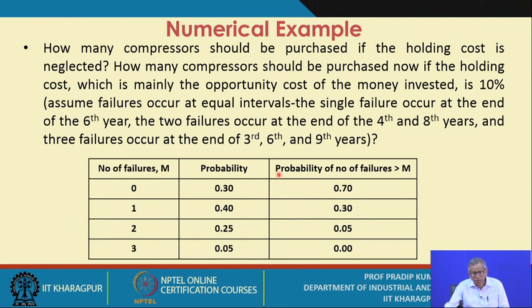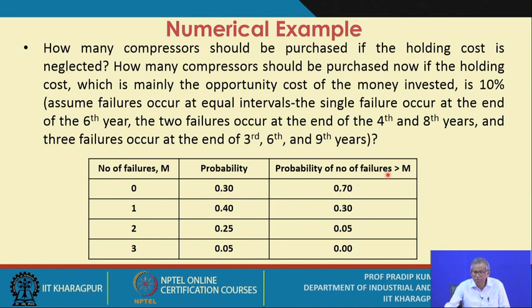Okay. Now we have added this column. That means the probability of the number of failures greater than m. If 0 is against 0 failures, the probability is 0.30. So the probability that the failure will be greater than 0, obviously it could be 1, 2 or 3. So obviously it is 1 minus 0.3, that means 0.70.